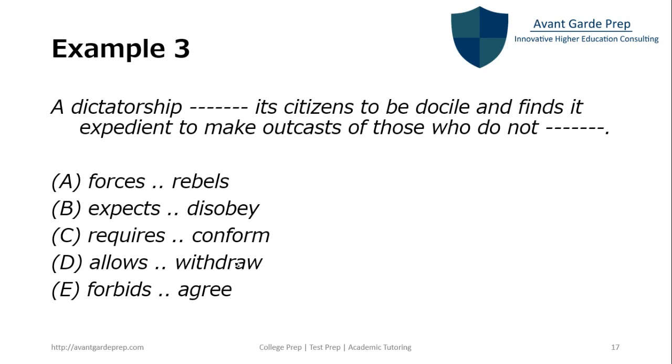Okay, and we're going to end with one last example. A dictatorship blanks its citizens to be docile and finds it expedient to make outcasts of those who do not blank. Alright, technically this is a logic-based question, but you're still going to need to know your vocabulary. You're going to need to know what dictatorship is, what docile means, and what expedient means.